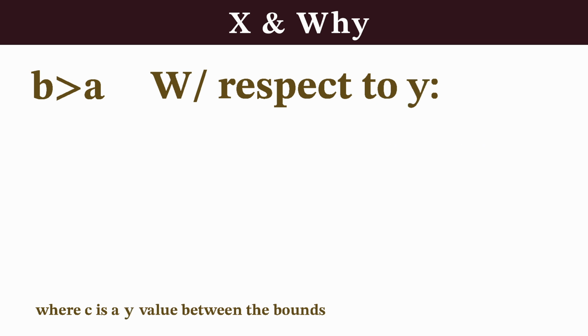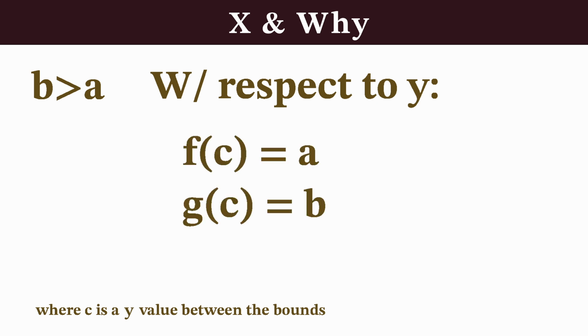A lower y value indicates the bottom function. With respect to y, choose a value y between bounds. Plug that y value into both functions. Compare the x values. A higher x value indicates the right function. A lower x value indicates the left function.